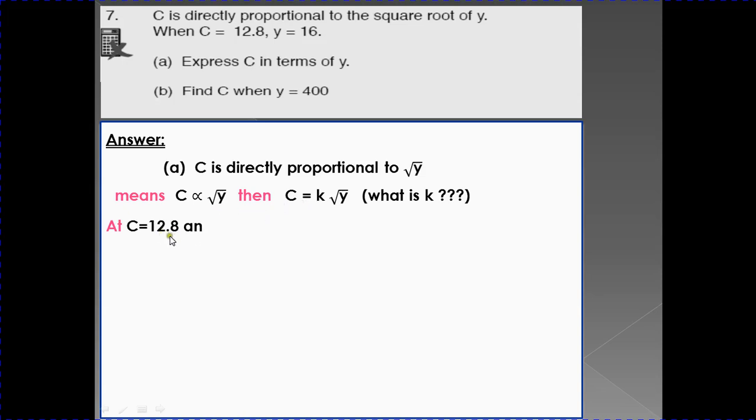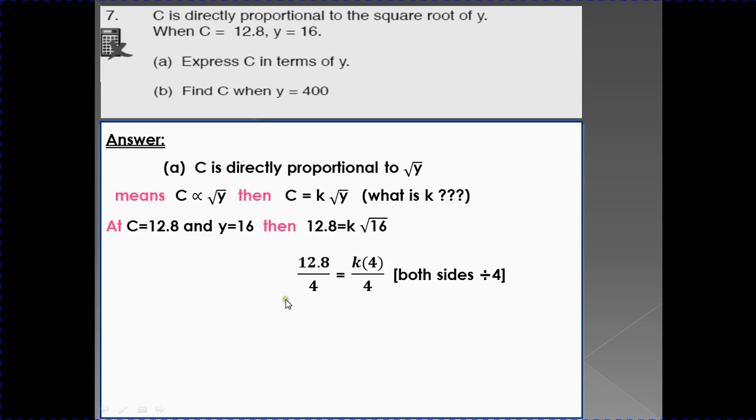Then C equals 12.8 and y equals 16. When we substitute here, then 12.8 equals k multiplied by the square root of 16. Then 12.8 equals k multiplied by 4. We divide both sides by 4 to get the value of k. Then what is the value of k? Yes, it will be 3.2. We will see here the value of k equals 3.2.